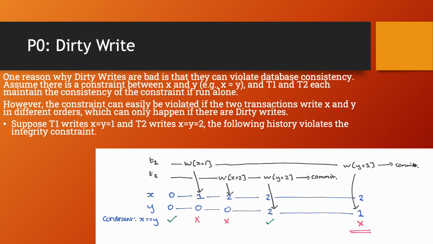One reason why dirty writes are bad is that they can violate database consistency. The constraint can easily be violated if the two transactions write x and y in different orders, which can only happen if there are dirty writes. So in this picture, T1 writes x equal to 1, then T2 writes x equal to 2, and then writes y equal to 2 and commits. And after that, T1 writes y equal to 1 and commits, and there's an inconsistency. A dirty write occurs when one transaction overwrites a value that was previously written by another still in-flight transaction.